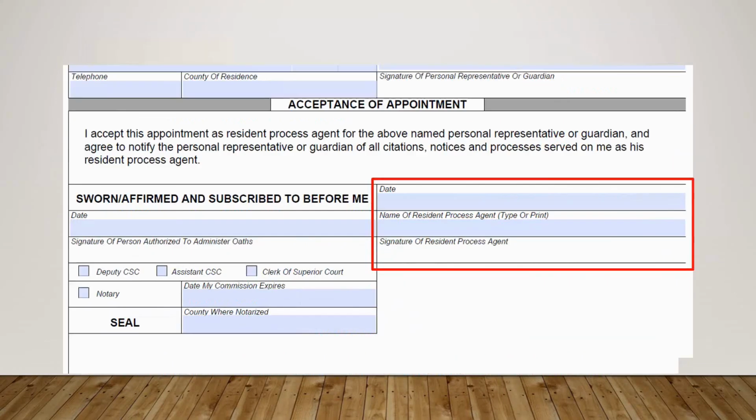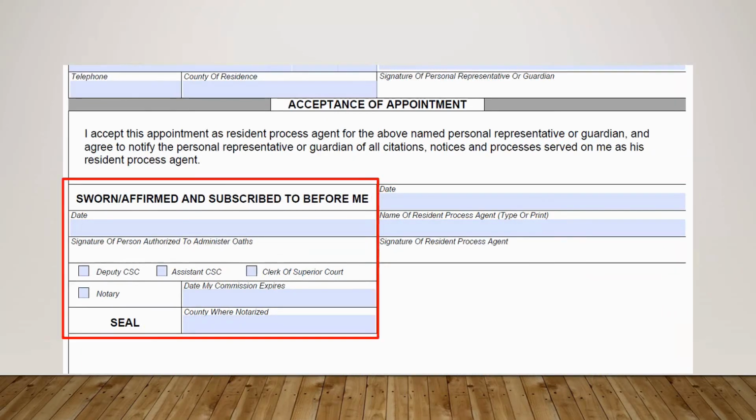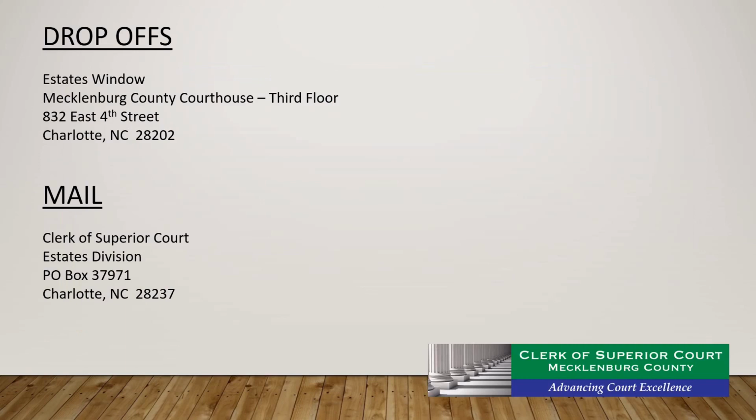Forward the form to the resident process agent who will sign under the Acceptance of Appointment section. This signature portion must be left blank until the signature is witnessed by a person who is authorized to administer oaths. This is typically a notary public. When the form has been completed, the resident process agent may return the form to the personal representative so that it may be submitted with the rest of the personal representative's paperwork.